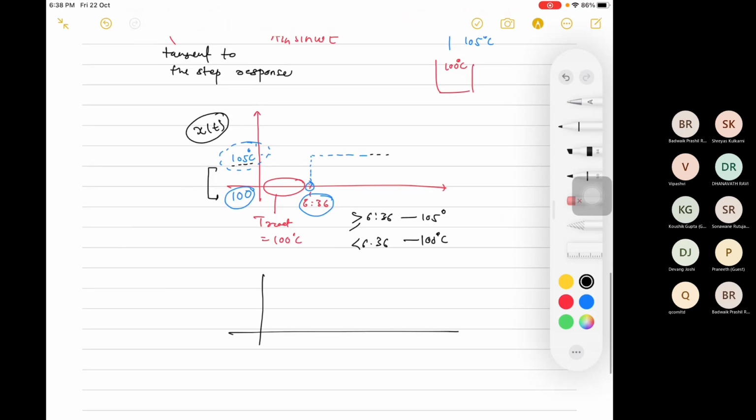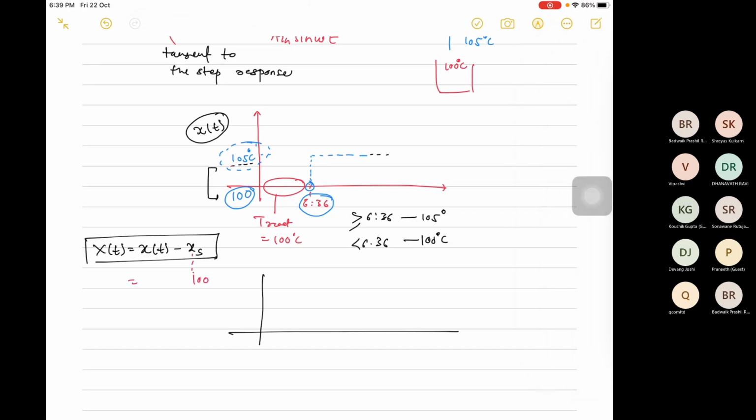You will have capital X of t, which is small x of t minus your steady state value. Now tell me, what is your steady state value? Steady state value means the value which is not changing up to the time when you disturb the system. So tell me, what should be this x steady state value? It is 100, right? And what is your current value? Current value is after 636, it is 105.